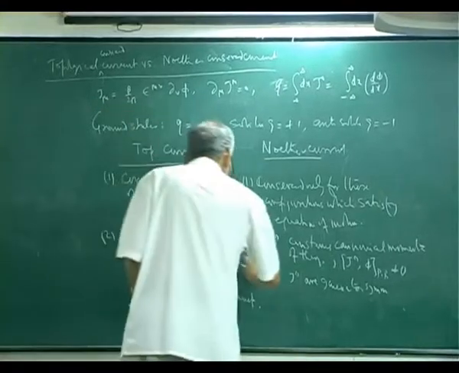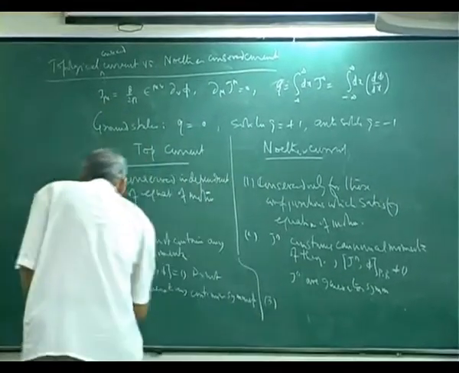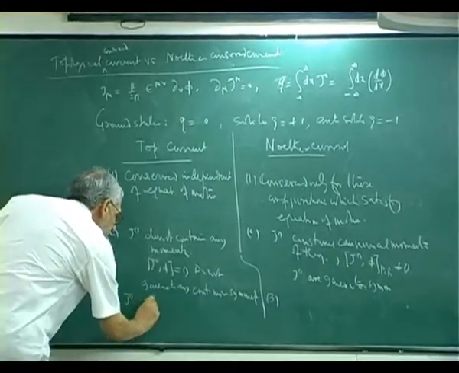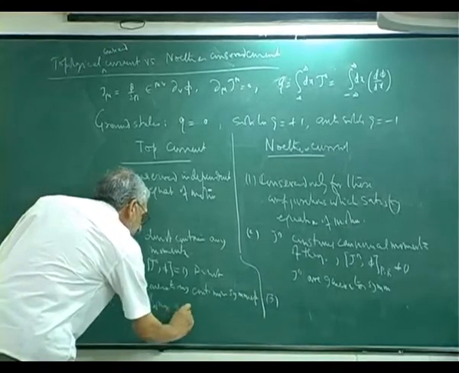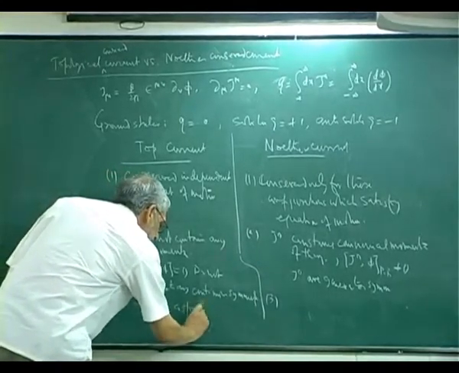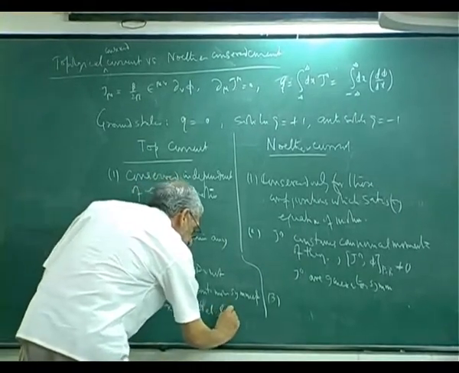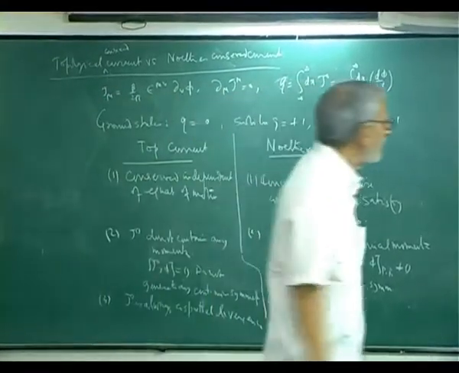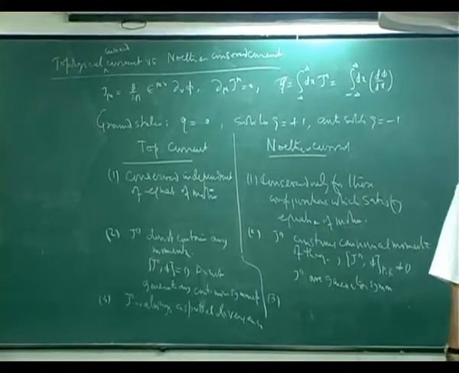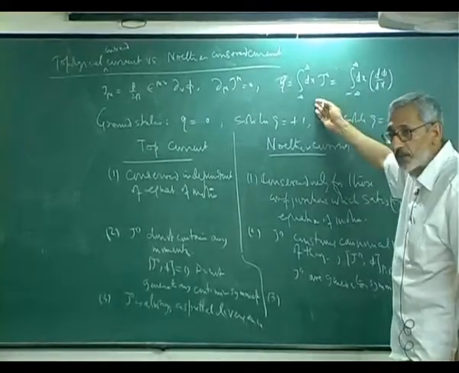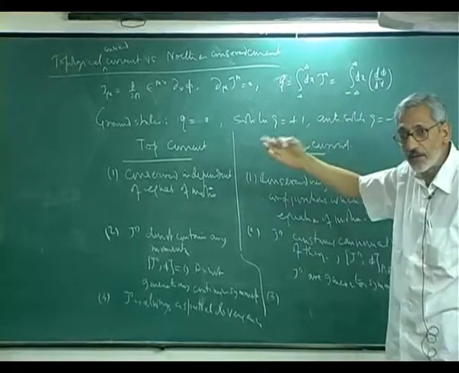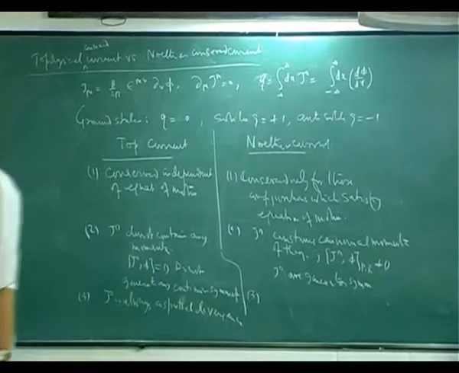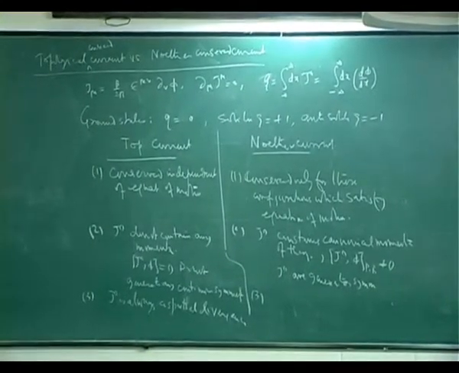Third property: J0 is always a spatial divergence. In this case we are in 1 plus 1 dimensions, so the space dimension is only 1, and d phi by dx is a divergence in 1 dimension. If you have such objects in higher dimensions, then you will have a space divergence.